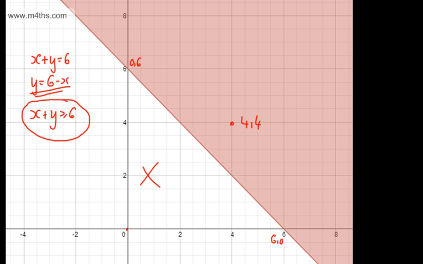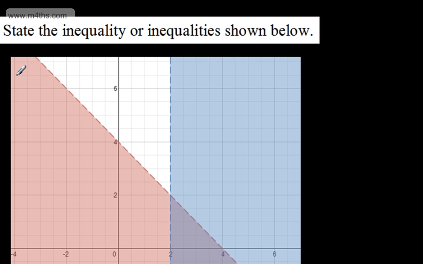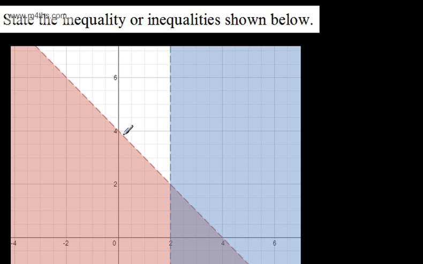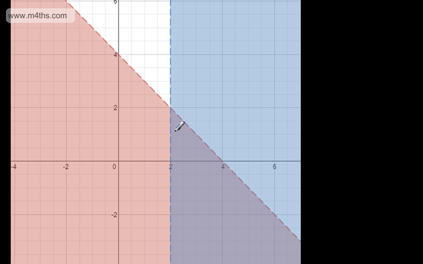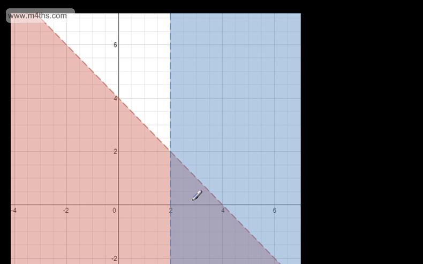Okay, let's try one more. What have we got here? So we've got two different inequalities, and we're going to look at this region right here. Okay, this is a region that I want. So we've got this one, this one. So when you're actually given this, you'll probably just have this part right here.